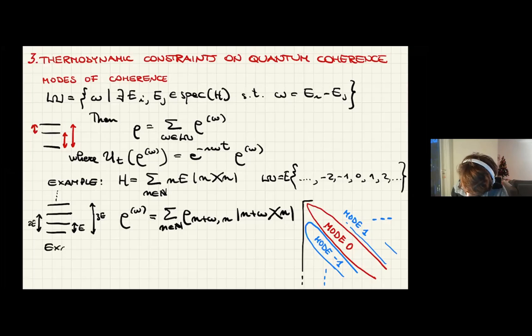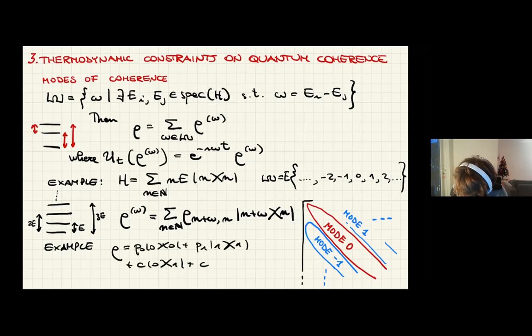And maybe a super simple example. If you have a single qubit, I have rho. And then I can write rho as P0 |0><0| plus P1 |1><1| plus C |0><1| plus C star |1><0|. And now this part is stationary under time translations. If I do a time evolution only on this part, I get the phase 0. So this is mode 0.